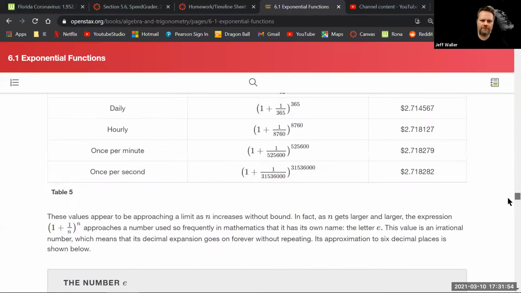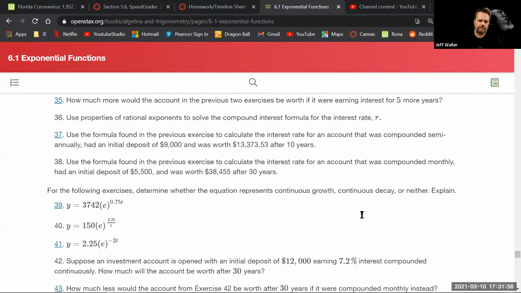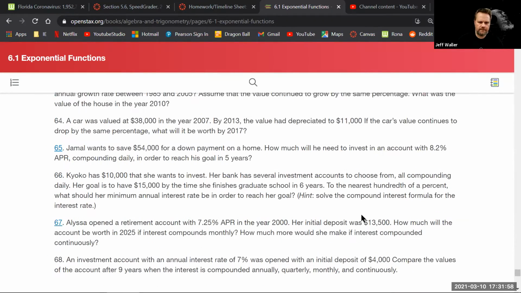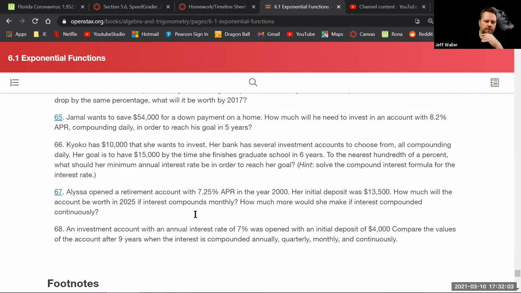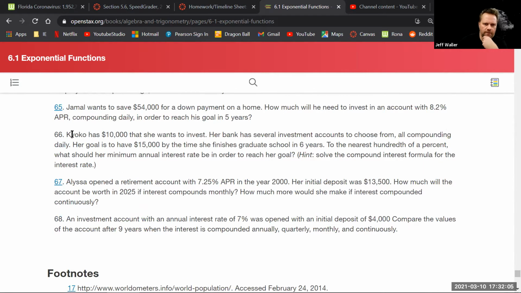Okay, let's see. It was having to find the rate of annual compounding interest. Good. All right. If you're asking me about 66, oh, wait. So this is not the one I'm thinking about. Okay. There's another problem later that's interesting. So this one about Kyoko?